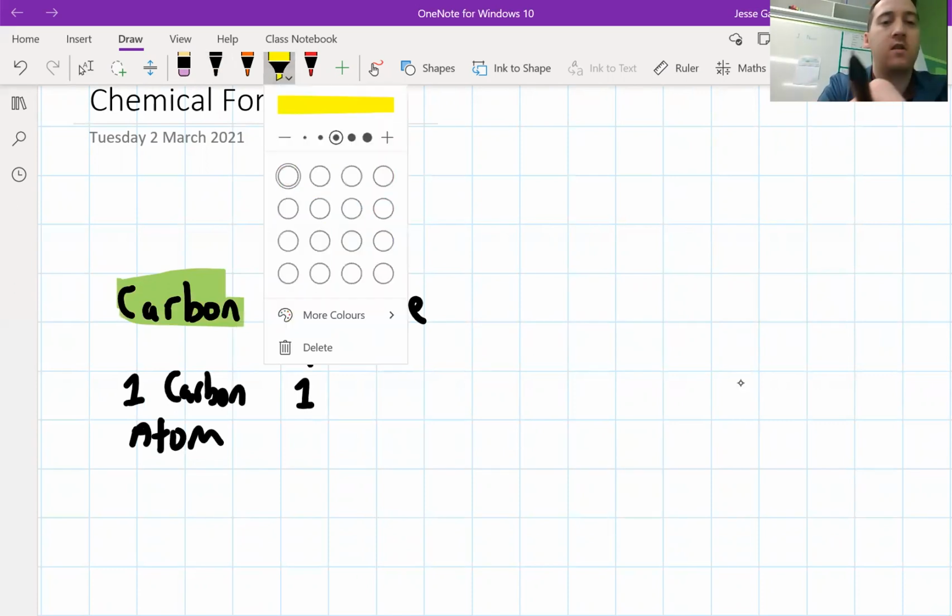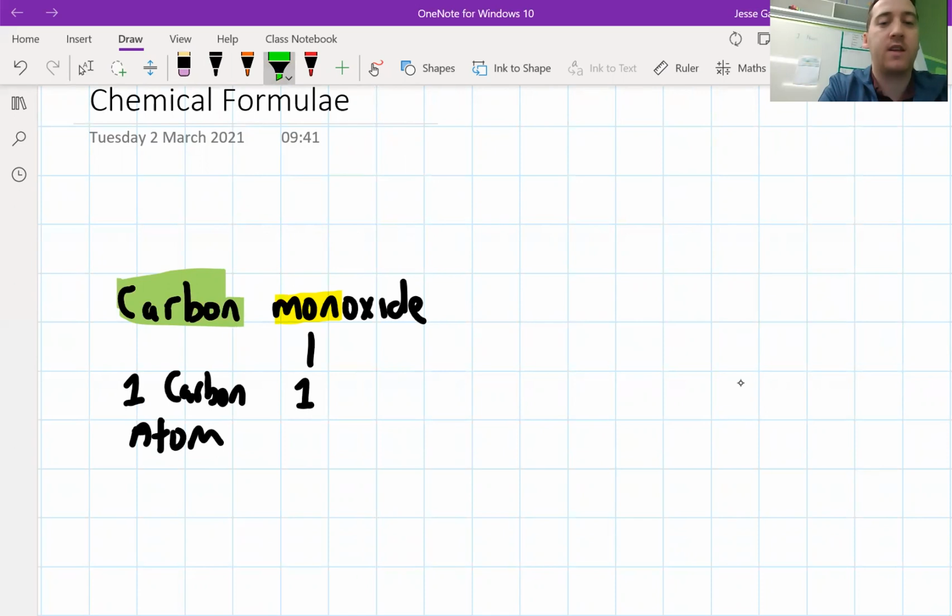Okay, and then we've got this here, oxide. So we've got carbon monoxide. What does the oxide mean? Well, that would mean oxygen. We saw that last week when we had oxygen. When it forms a compound, we end it in oxide. So we've got one carbon and one oxygen, in other words. That's what this thing is made of: one carbon and one oxygen.